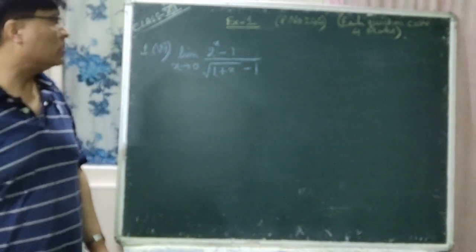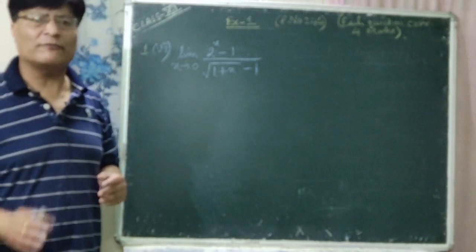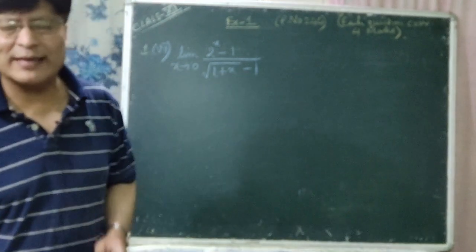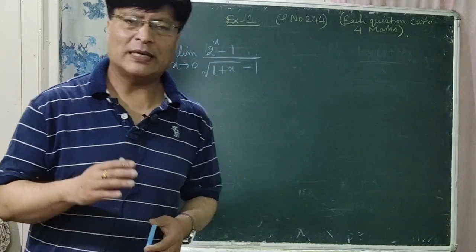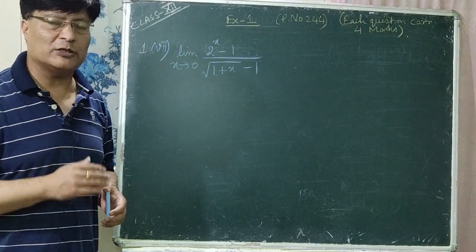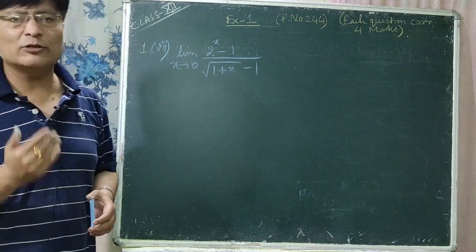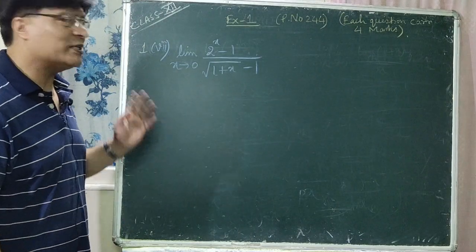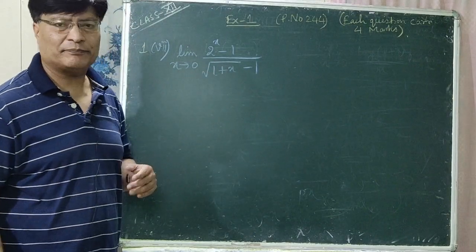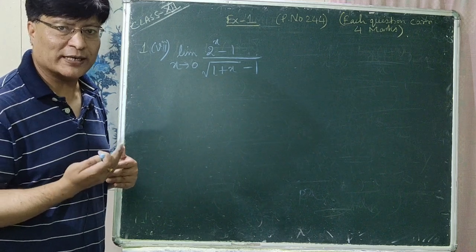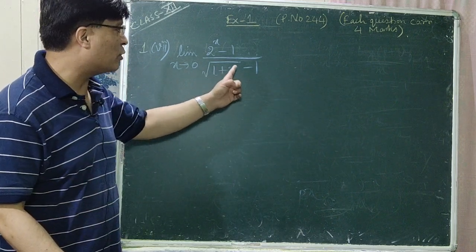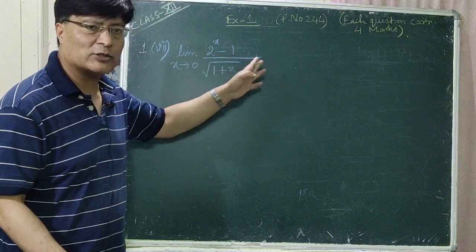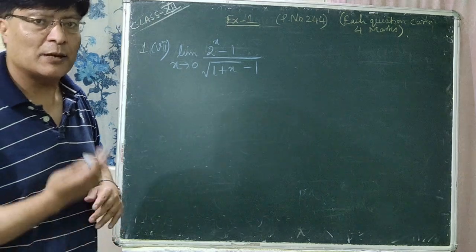Now, first of all, since you have to convert into standard form, first of all, you rationalize the denominator. What is the meaning of rationalizing the denominator? That means you have to remove the square root from the denominator. So by which expression will you multiply this denominator? By the conjugate, isn't it? That is, you have to multiply both numerator and the denominator by within square root 1 plus x. Since there is minus 1, you have to multiply it by the opposite sign, that is plus 1.